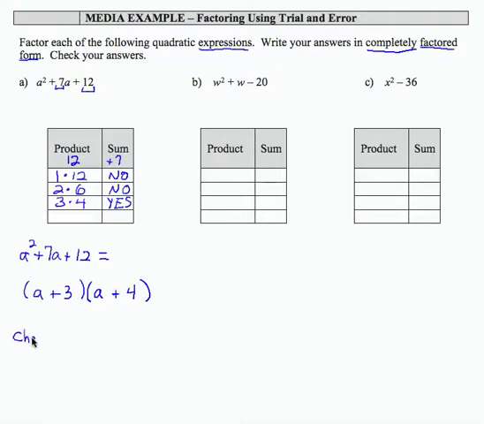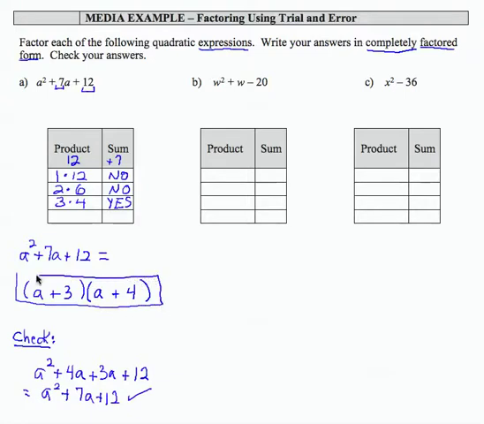I'm going to check by foiling. Very important that we check. A times a is a squared. A times positive 4, that's 4a. Positive 3 times a is plus 3a. Positive 3 times positive 4 is plus 12. So you see where that product comes from. Equals a squared plus 7a plus 12. So it checks. So here is my completely factored form for a squared plus 7a plus 12.